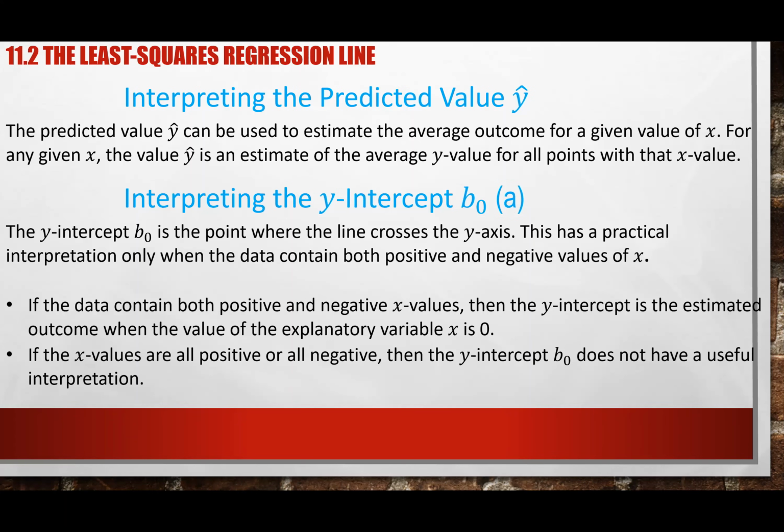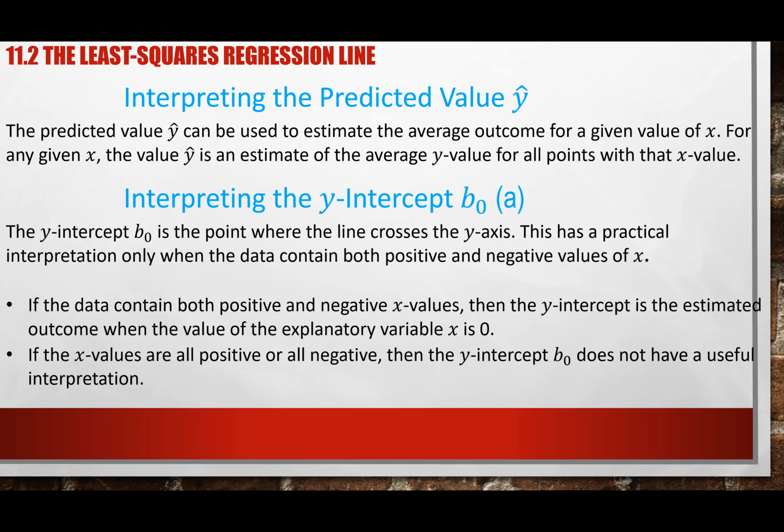Well, the y-intercept is when x is equal to 0 and the line crosses the y. They tell you that unless your x data have a positive number and a negative number, unless you have those two numbers, that is when your line will cross the y-intercept. But most of the time, your data won't have that, right?